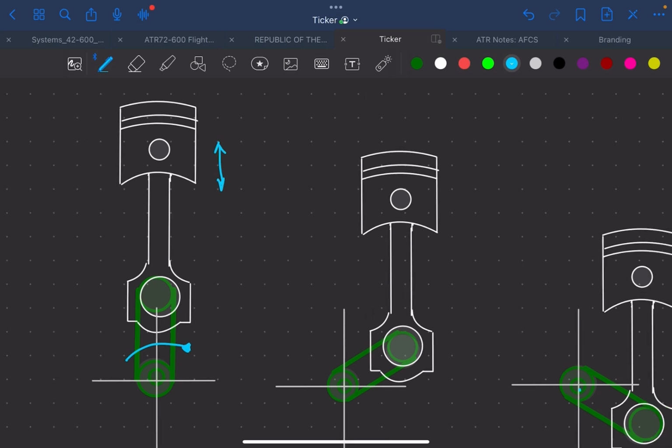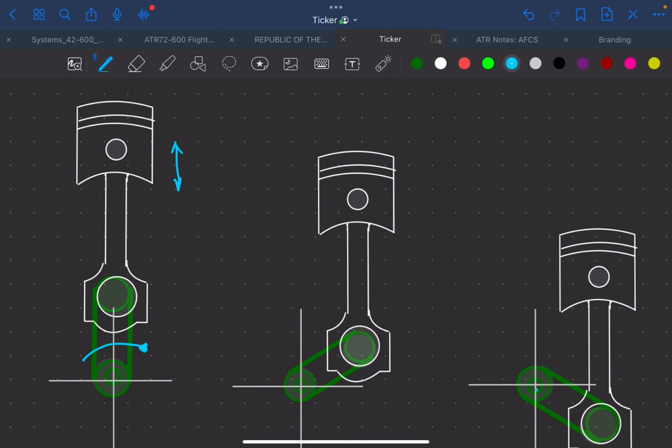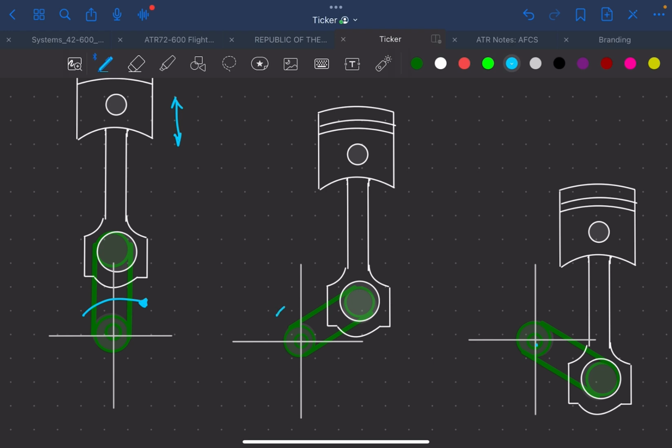Okay? So as an example, just to give us a quick overview of the motion of the piston: as the crankshaft rotates, the piston also moves. The piston is attached to the crankshaft. This is the entire crankshaft. The piston is attached to the crank pin journal. The center of the crankshaft is your main journal.